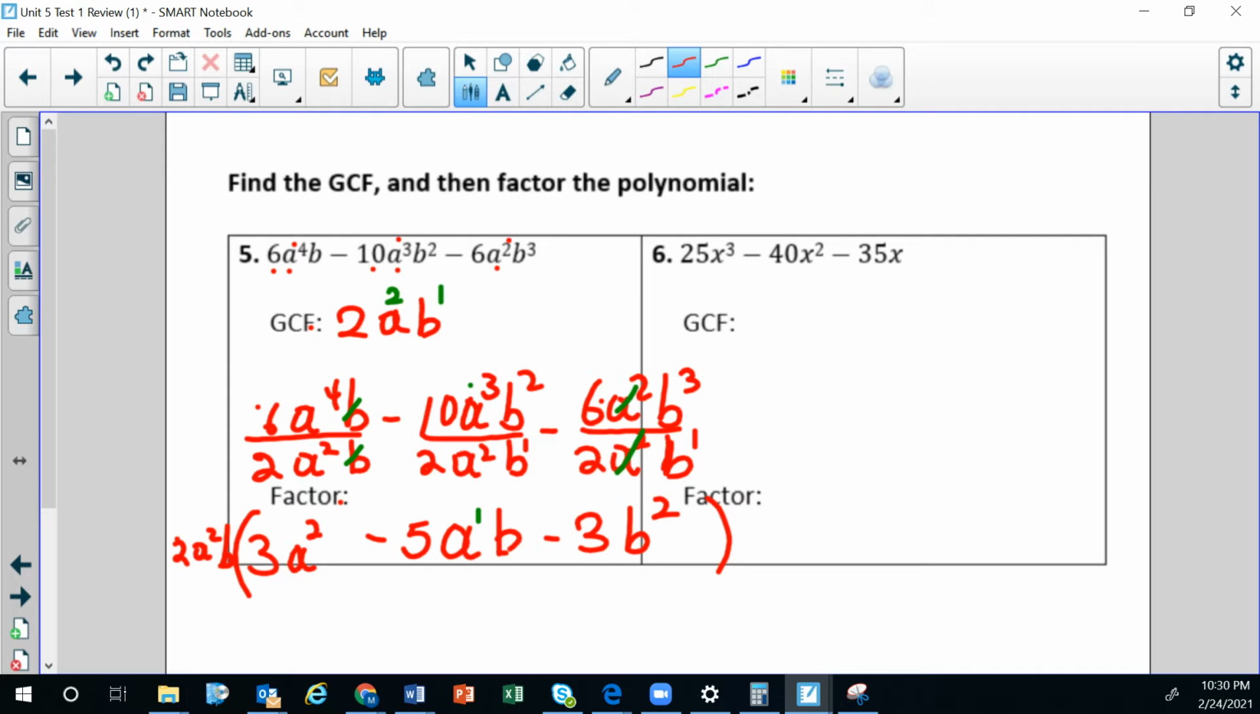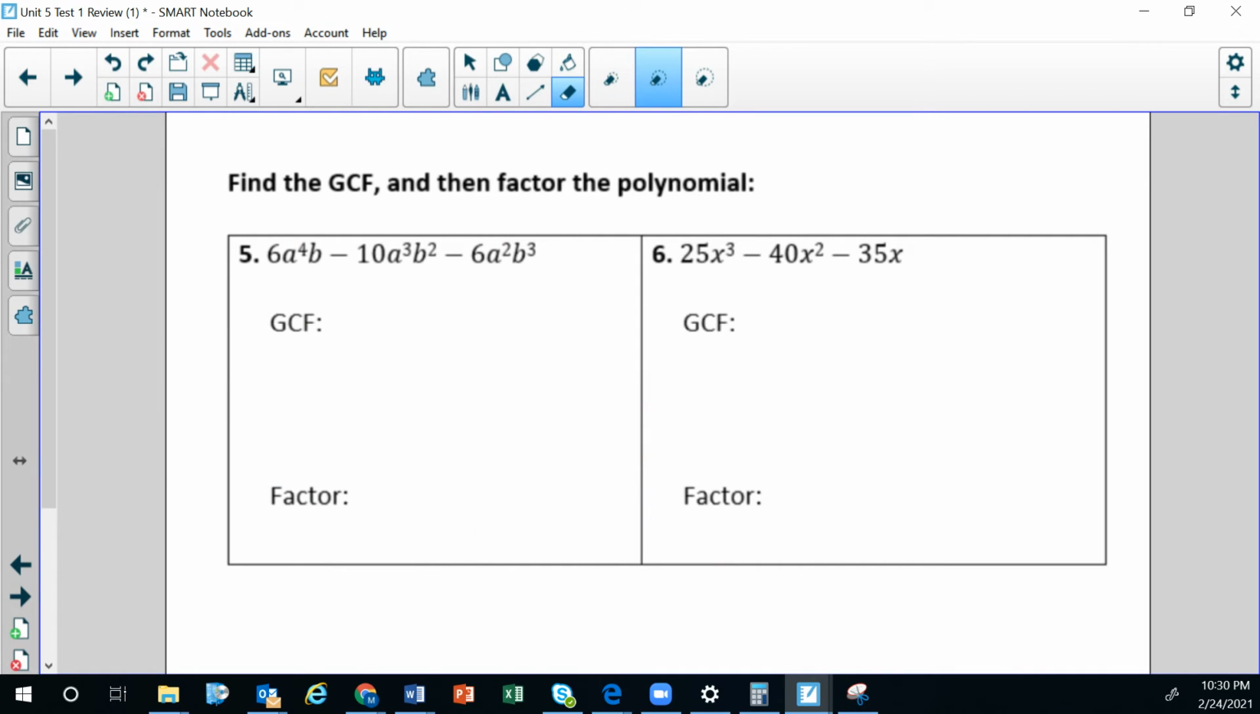I'm going to do number 6. So I'm going to erase this now to get more space to do number 6. Okay, so let me erase this and do number 6.